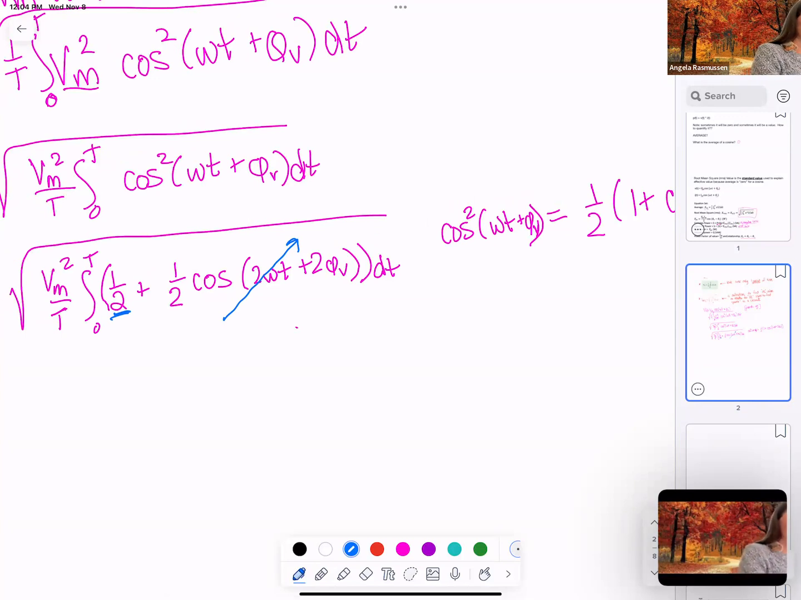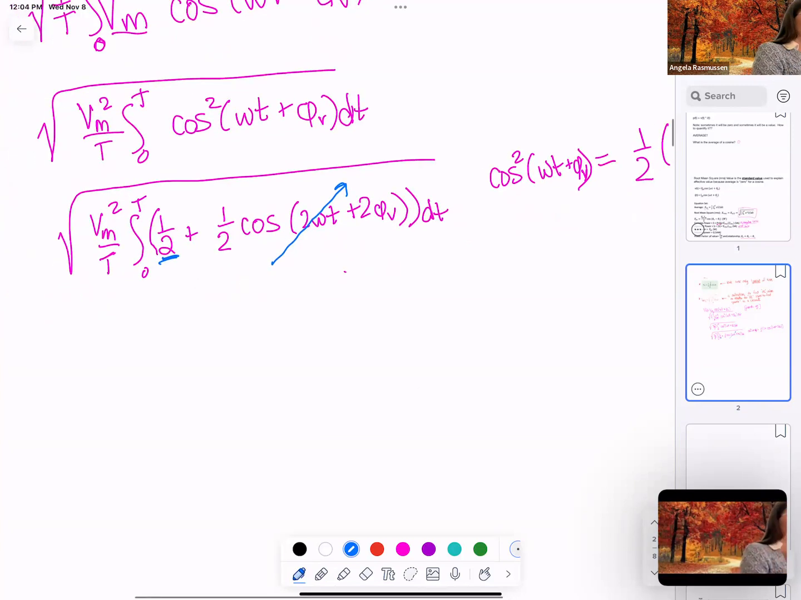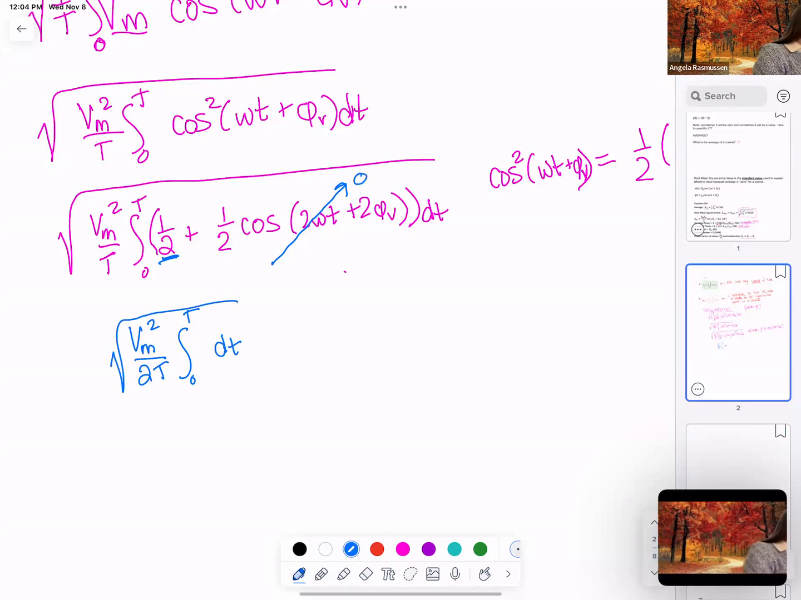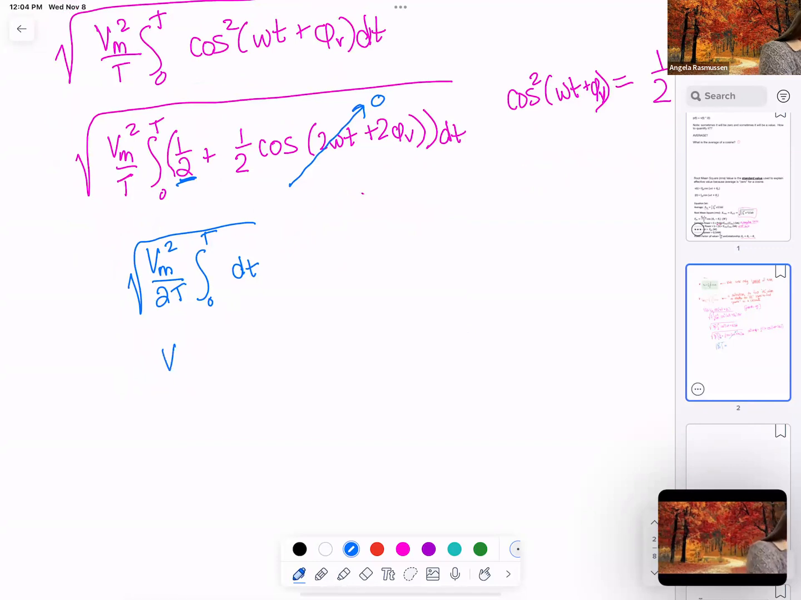As I integrate it, that term goes to 0 again, right? Because it's a cosine again. So this then leaves Vm squared over 2t, and now just dt here. And then this term here went to 0. And so Vm squared dt, and then integrating with just dt gives me a t, and I evaluate it from 0 to t.